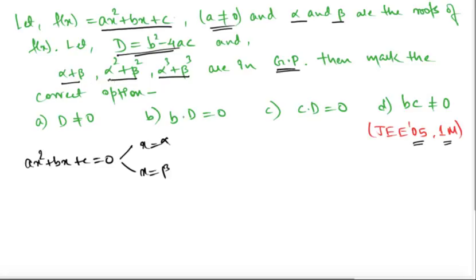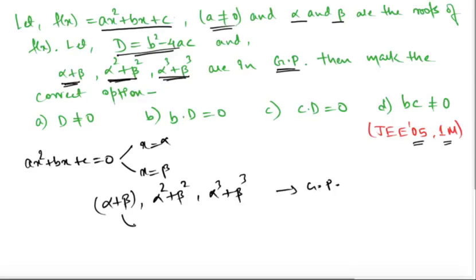Now the key statement here is that alpha + beta, alpha² + beta² and alpha³ + beta³ are in geometric progression. So let us write them down. Alpha + beta, alpha² + beta² and alpha³ + beta³, they are in GP. It means they'll have the same common ratio. It means I need to multiply this with some common ratio r in order to get alpha² + beta², and again I need to multiply this alpha² + beta² with the same common ratio, let's call it r, in order to get alpha³ + beta³.